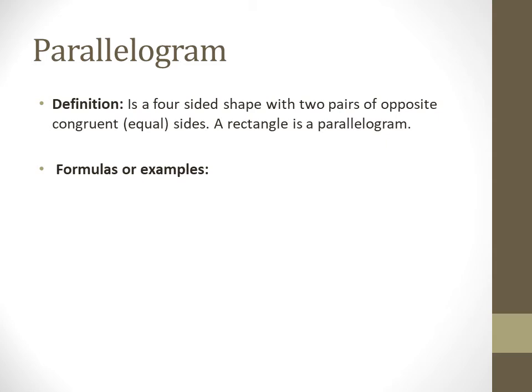Next, a parallelogram. A parallelogram is a four-sided shape with two pairs of opposite, congruent, or equal sides. Okay? So we've got two pairs of congruent sides. So an example is a rectangle. A rectangle is a parallelogram. And for this, we're going to focus on the area. Right? The area is base times height.